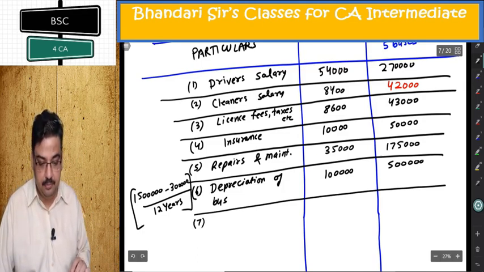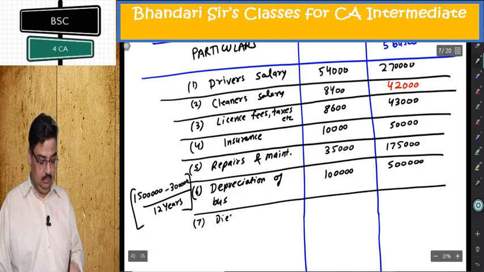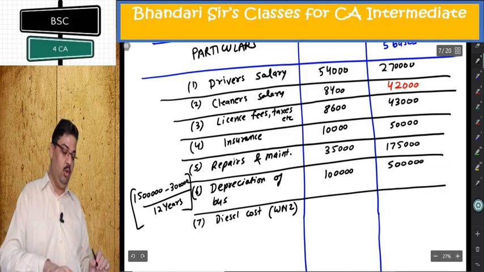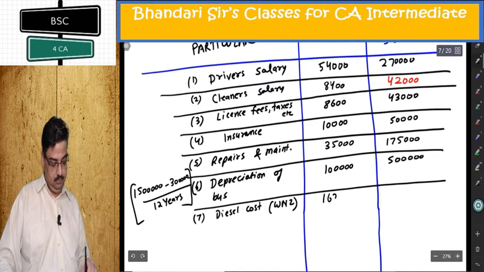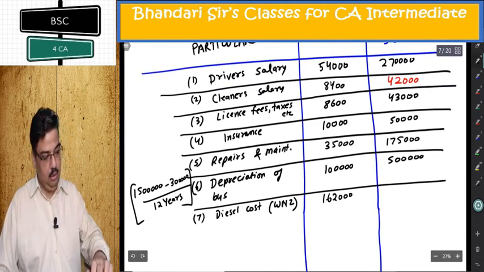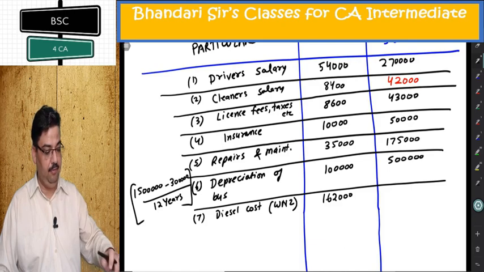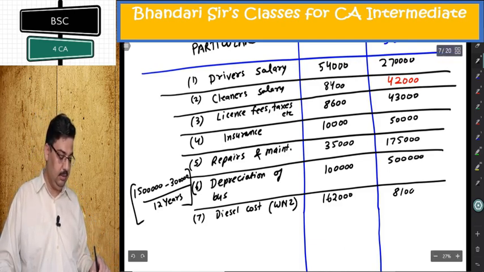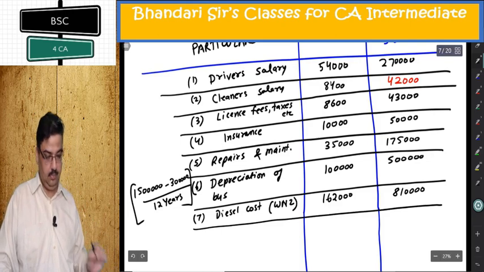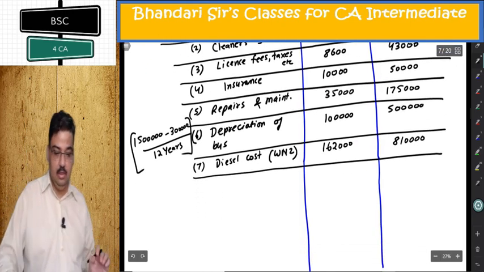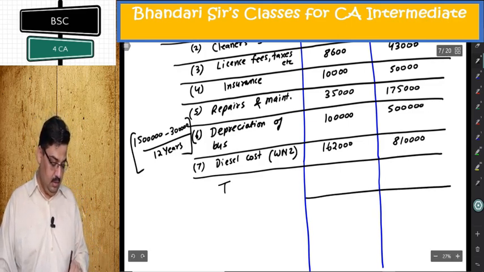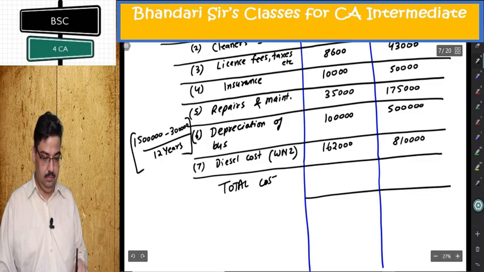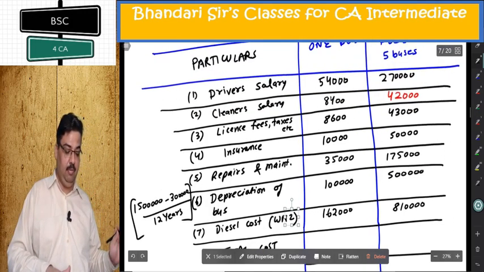Number 7. Diesel cost. Refer WN2. In working note 2, I did compute for one bus 1,62,000. I need to multiply by 5 to get fleet of 5 buses. 8,10,000. Number 8. Is there any cost left? No cost is there. So there is no number 8. Get total cost. Let us add them. My first part will be complete here.